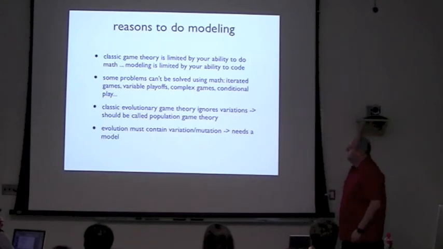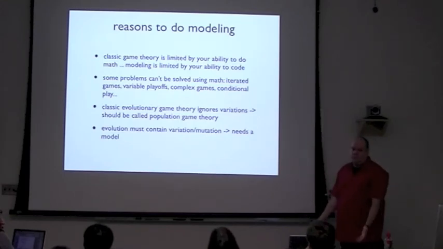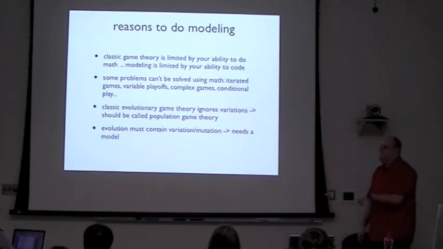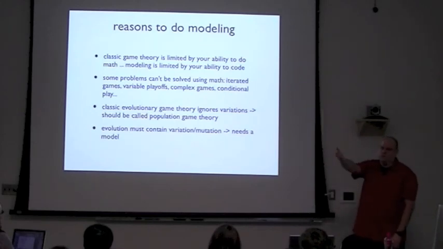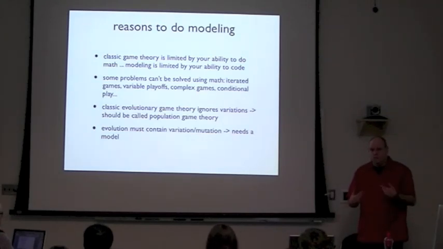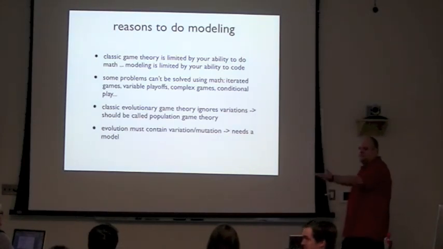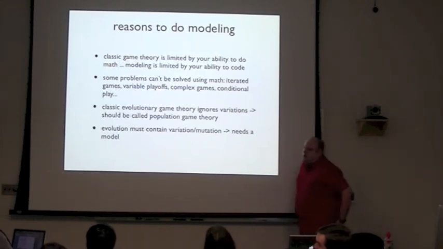So, reasons to do modeling. Where I said you can't do it with math, the only other thing that you can do is computational modeling, or modeling by hand. That's not a good option for many things. Classic game theory is limited to your ability to do math, like Chris's ability to do math. Well, if I do computational modeling, it's only limited to my ability to write code. That's much easier to learn. Okay, right? Well, in particular, math is limited.